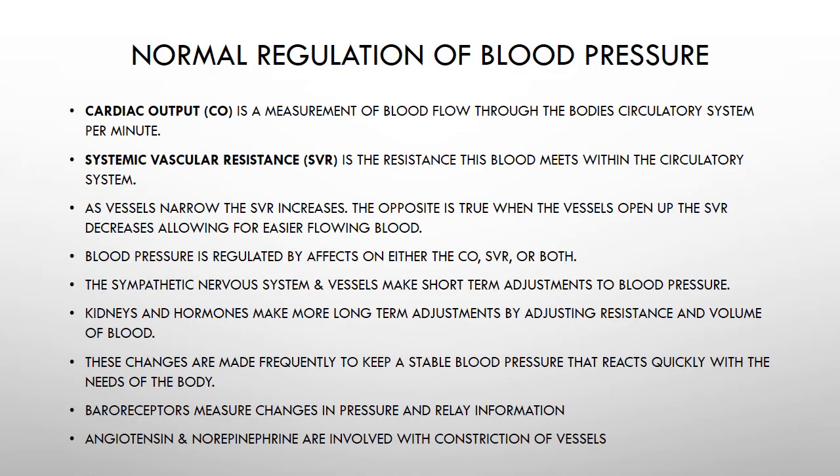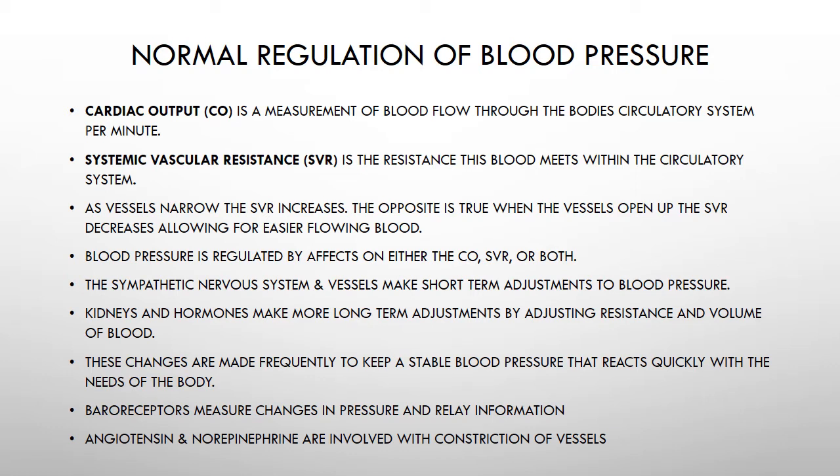The normal regulation of blood pressure. Cardiac output is a measurement of blood flow through the body's circulatory system per minute. Systemic vascular resistance, or SVR, is the resistance this blood meets within the circulatory system. As vessels narrow, the SVR increases. The opposite is true when the vessels open up: the SVR decreases, allowing for easier flowing blood.